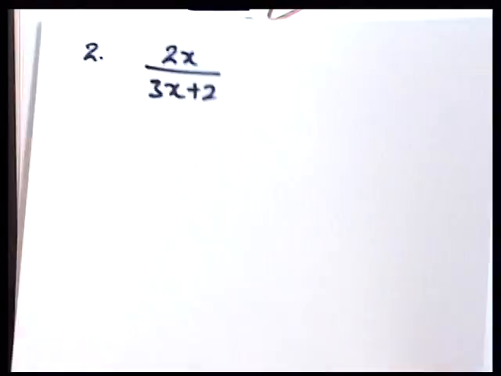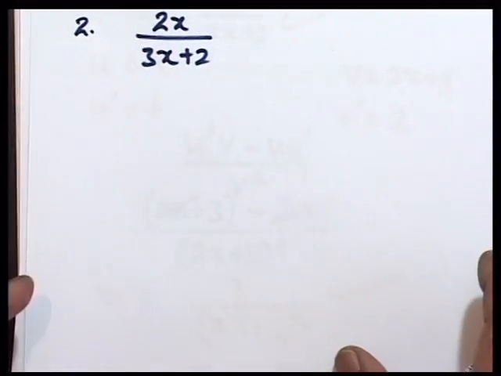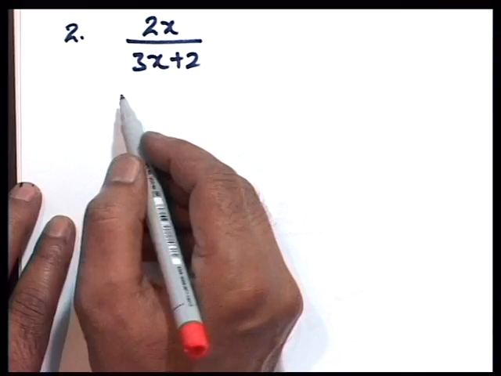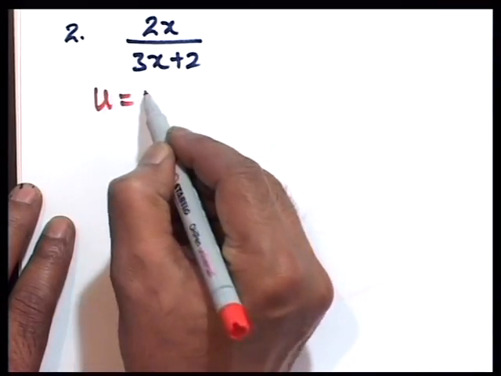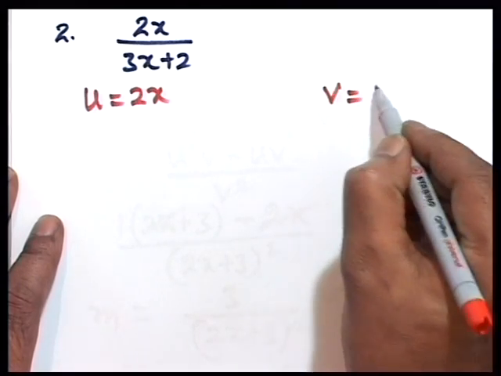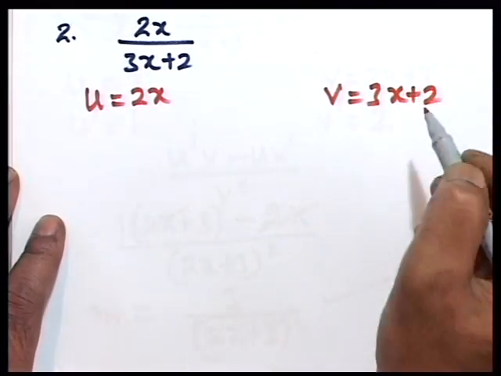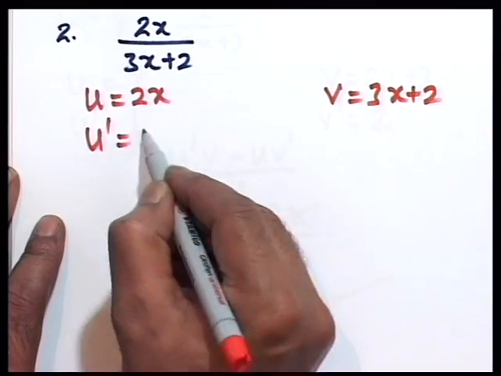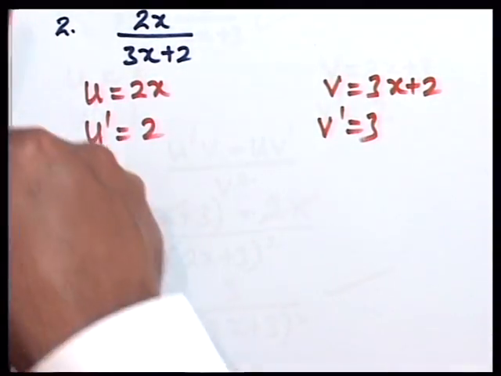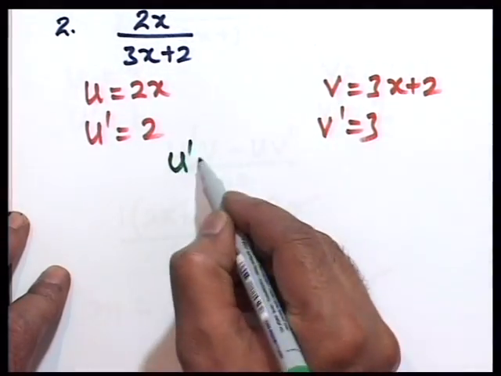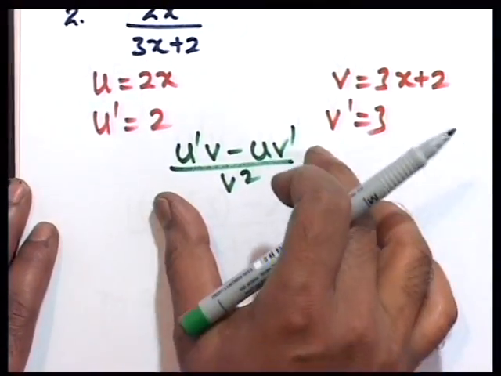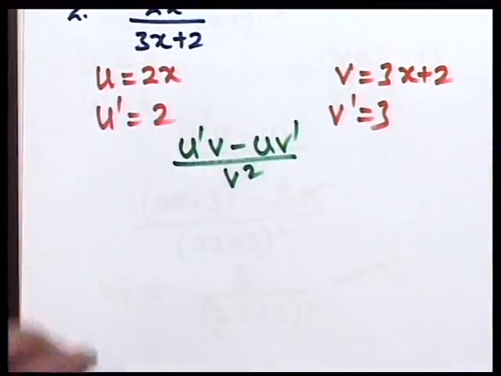Second question, you want to try, please copy that. 2x over 3x plus 2. More or less the same, exactly like the first one. U equals 2x, v equals 3x plus 2, and u dash is 2, v dash must be 3. The formula we know, u dash v minus uv dash divided by v square. It's nice to copy that down so that we don't go wrong.